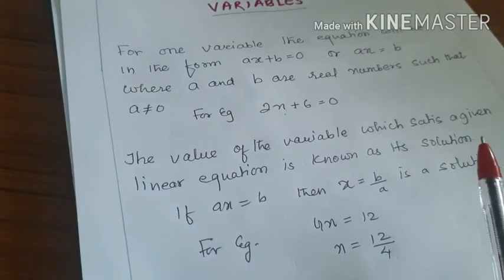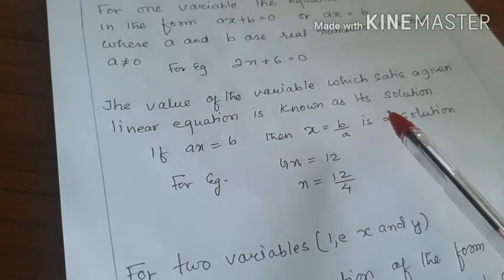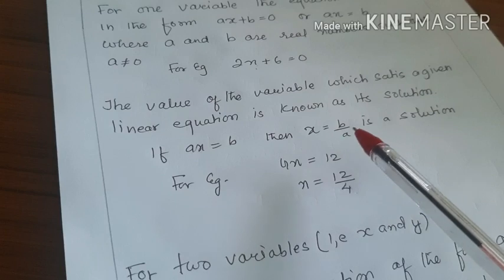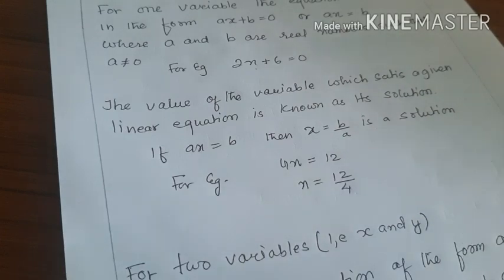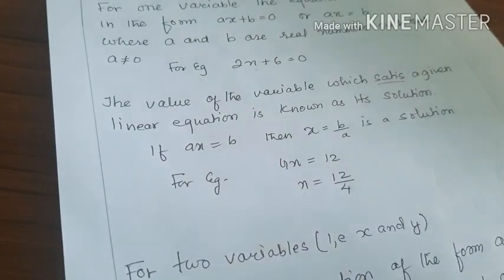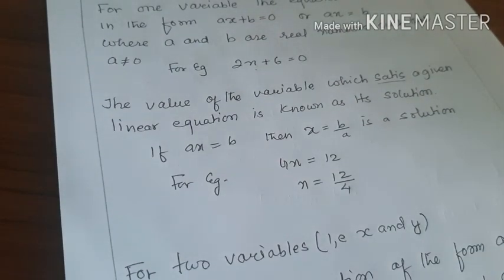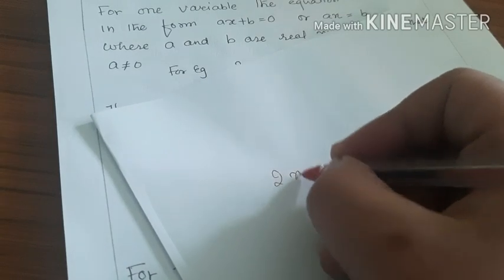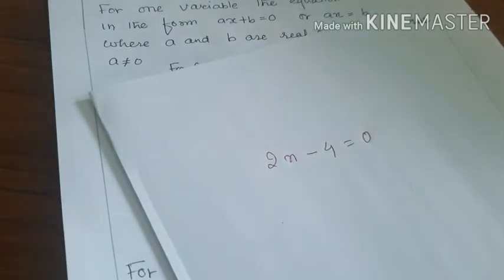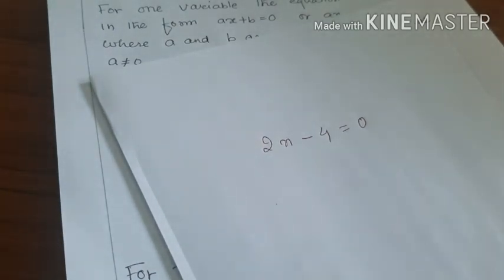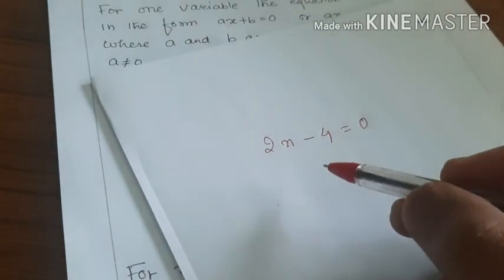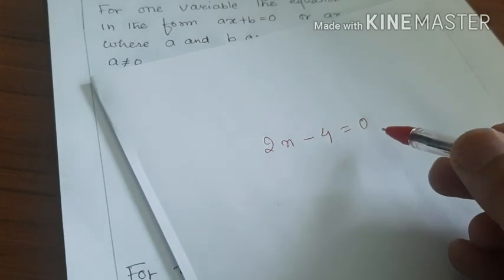The value of the variable which satisfies a given linear equation is known as its solution. Here it's only satisfaction, or satisfied. So which satisfies a given linear equation is known as its solution. Let us see one example to do with this. Suppose I have an equation 2x minus 4 equals 0. This is for one variable. I'm giving you an example to understand what exactly is one variable, and then we'll learn about two variables.